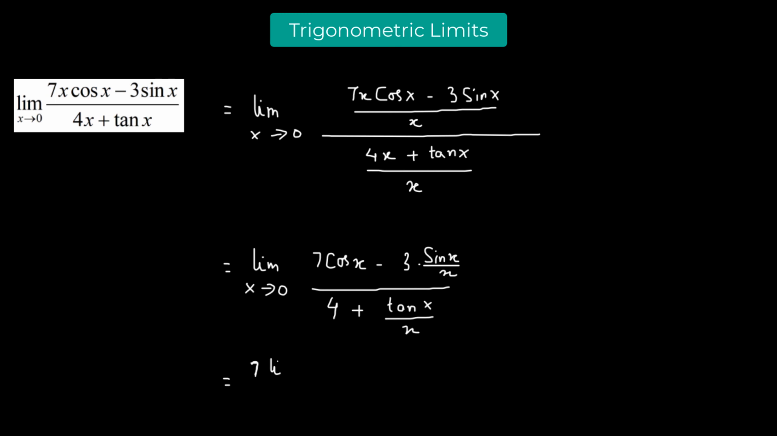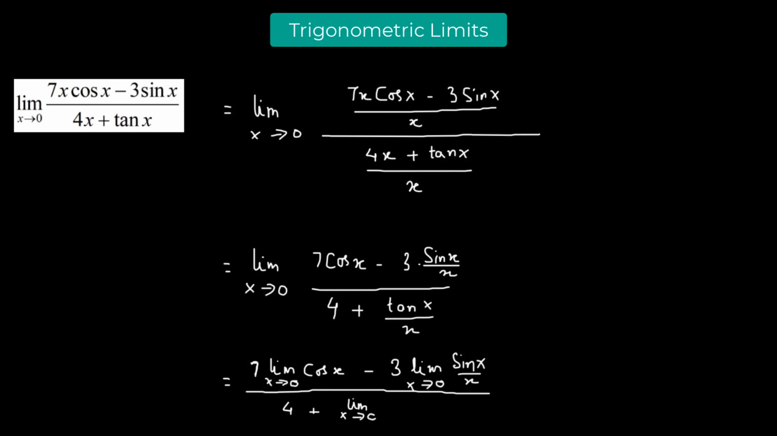So we have 7 multiplied by the limit x tending to 0 of cosine of x, minus 3, being a constant, we write in front of the limit. We have limit x tending to 0 of sine of x over x, divided by, so the limit of x tends to 0 of 4 is simply going to be 4, plus the limit of x going to 0 of tangent of x over x.